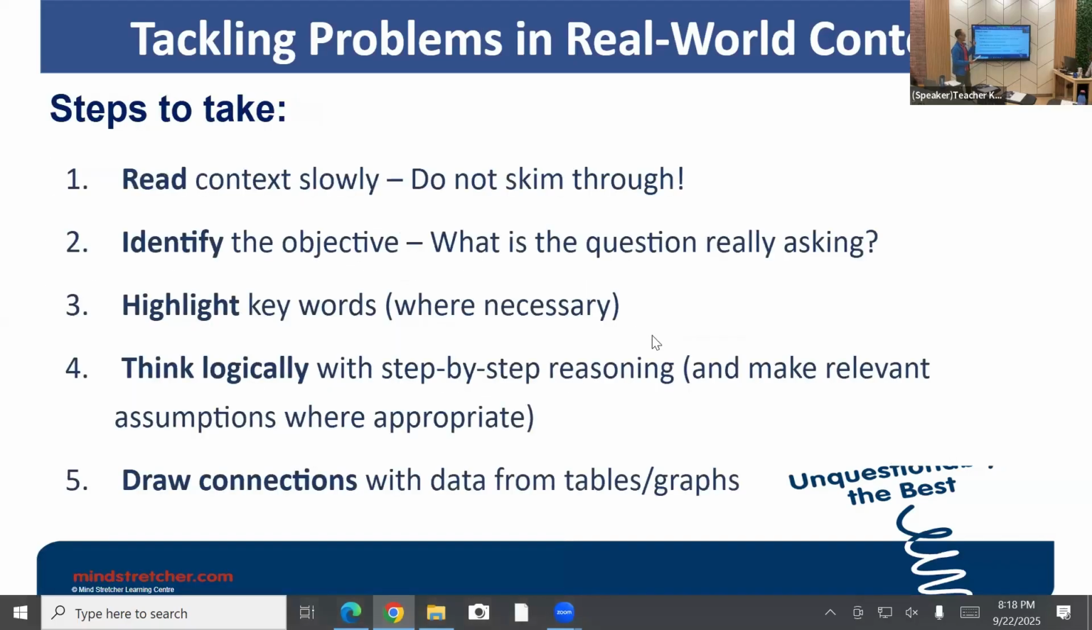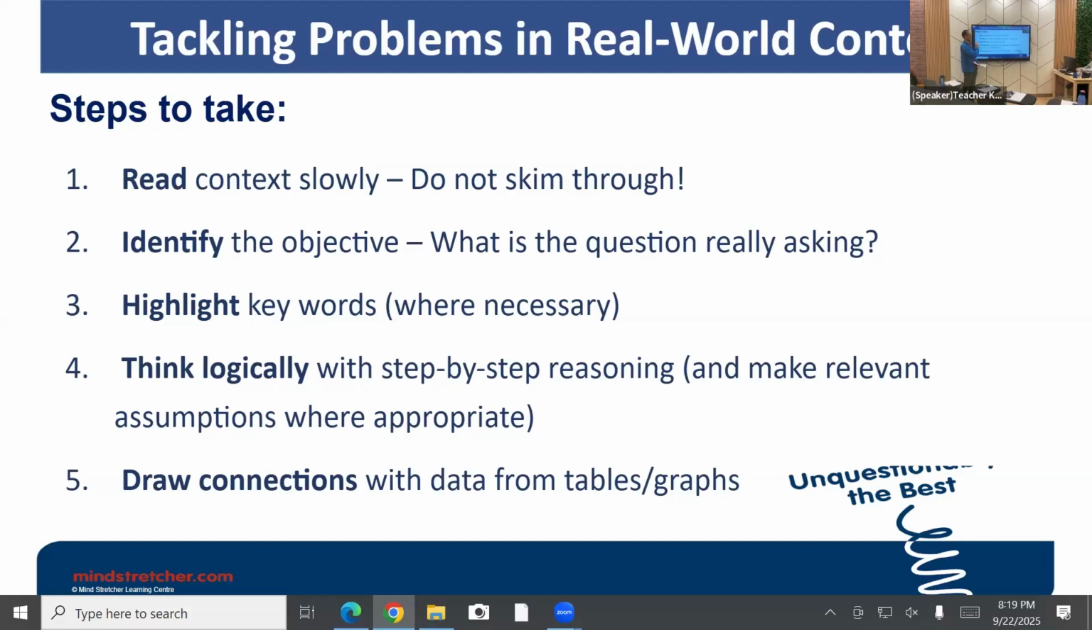All right. So the very first thing about the steps to take for these kinds of questions is that you will have to read the context slowly. Do not ever skim through it. That means if you just fast read everything, you're not going to be able to catch the important points properly, right? And then secondly is to identify the objective. What is the question really asking you? There are times where on your first reading, you may not be able to understand it. Then you have to read it again to try and identify what exactly they are trying to ask you for. What exactly is it that you are supposed to find, right?